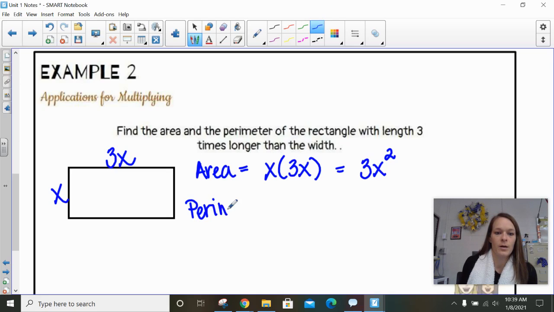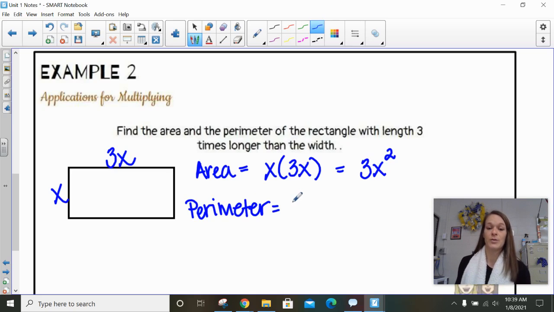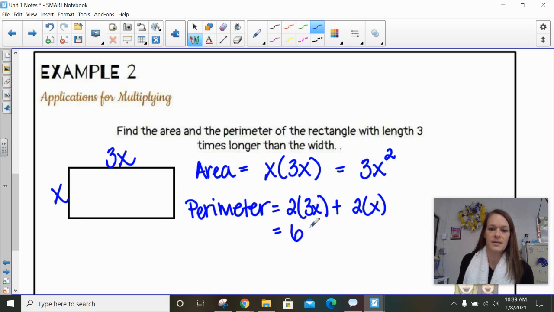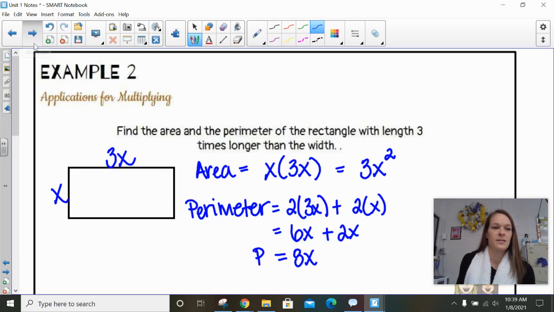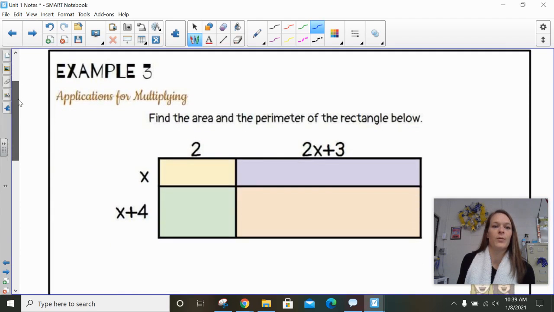And then for perimeter, I'm going to go 2 times the length and 2 times the width. Okay, so 2 times my length, which is 3x, plus 2 times my width. Okay, 2 times 3x is 6x. And 2 times x is just 2x. So that means my perimeter will be 8x. Okay, so let's take a look at example 3.